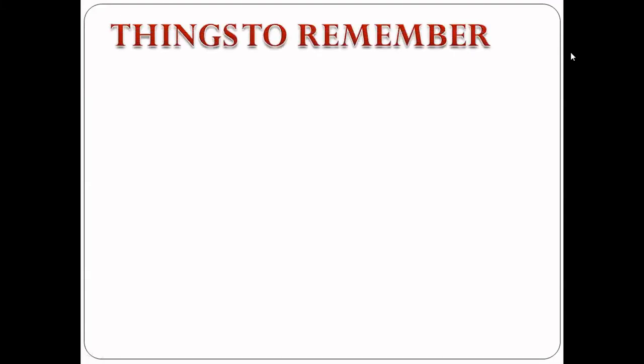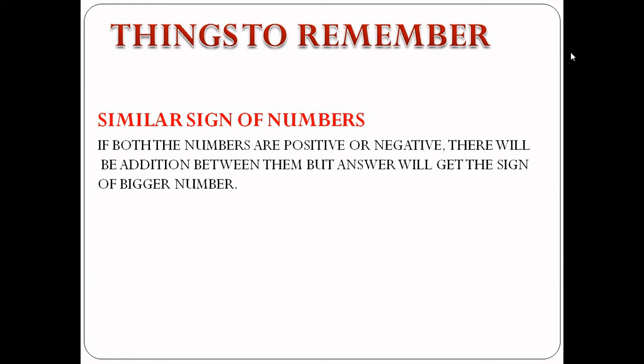Now a few things are there which we need to remember. So yes, we are going with things to remember. First of all, when we are doing addition or subtraction of integers, if two numbers are given and both the numbers have the similar sign, it means that if both the numbers are positive or both the numbers are negative, then there will be addition between these two numbers. If two negative numbers are there, then also there will be addition between them. If two positive numbers are there, then also there will be addition between them. But just remember, whichever answer you get, the answer will have the sign of the bigger number.